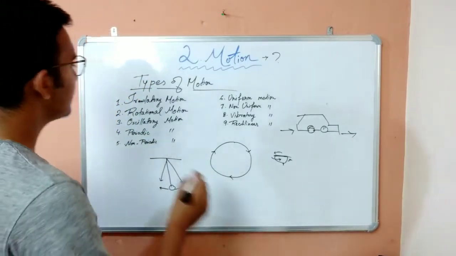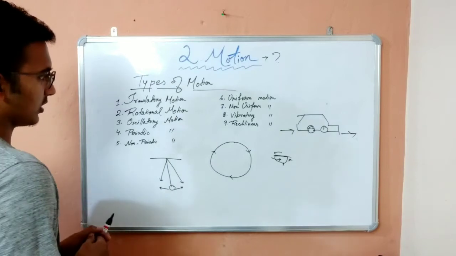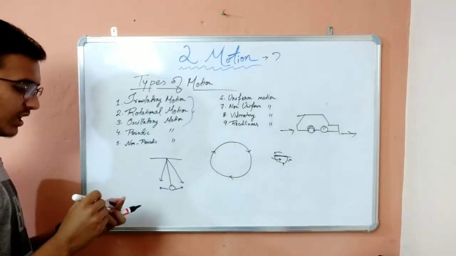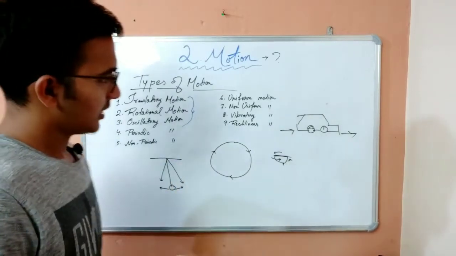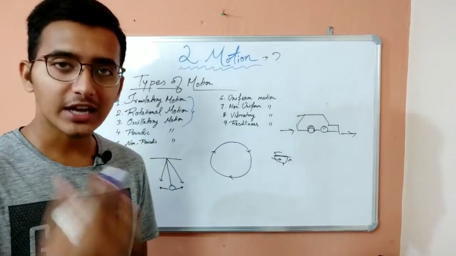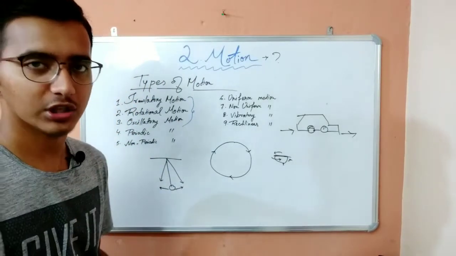Okay, so these 3 kinds of motion were the most important: the translatory motion, the rotational motion, and oscillatory motion. Take out your book, read these 3 types of motion as many times as you can. Try to understand deeply what they actually mean.